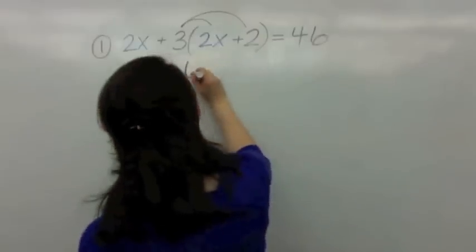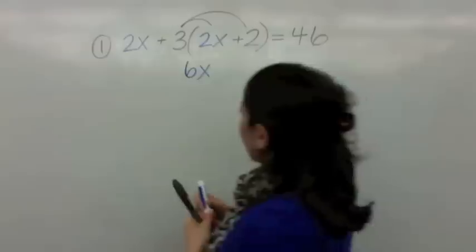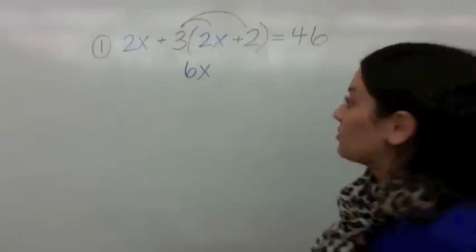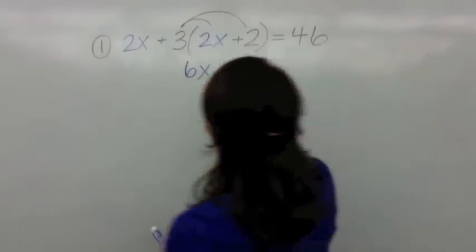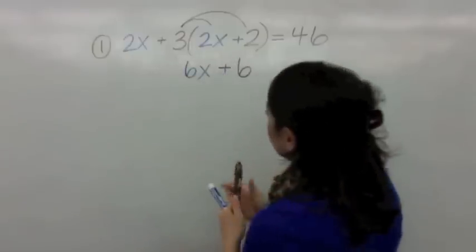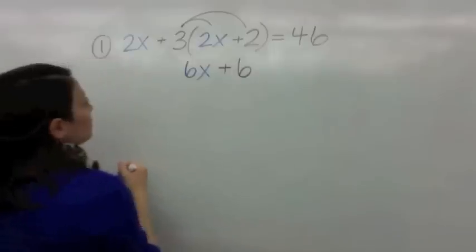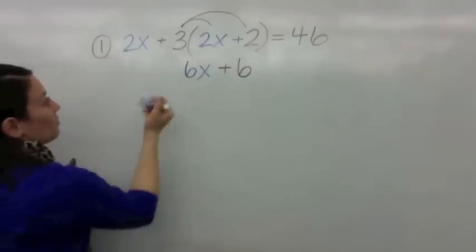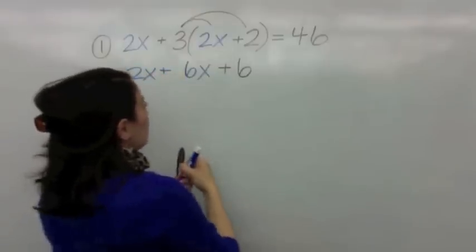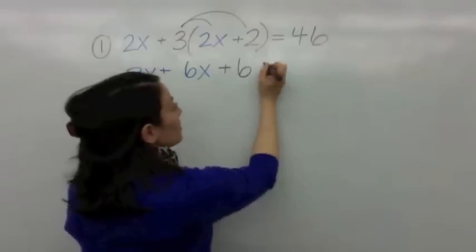That's right. So I'm going to write that in blue, 6x. And then you have 3 times 2. What's 3 times 2? 3 times 2 is also 6. So you're going to say this is now 6x plus 6. And then we're going to bring down the rest of the terms. So you have plus 2x on this side, and then it's going to equal 46.